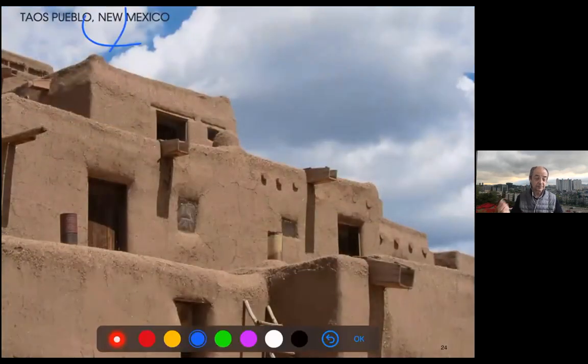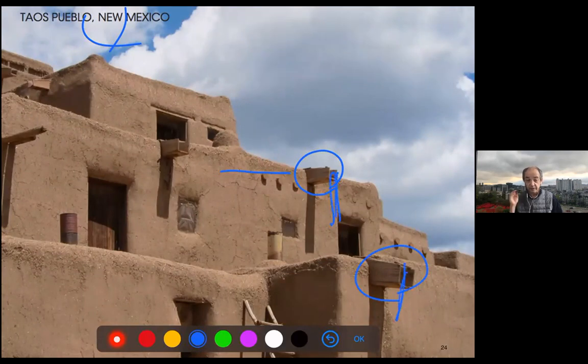And New Mexico, which is the other side of the Atlantic, also had ancestral houses, right? There's the Pueblo Indian, in which the roofs are flat. And you can see by the size of the gargoyles that it rains very heavily.